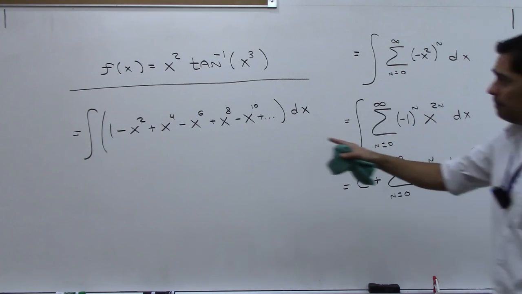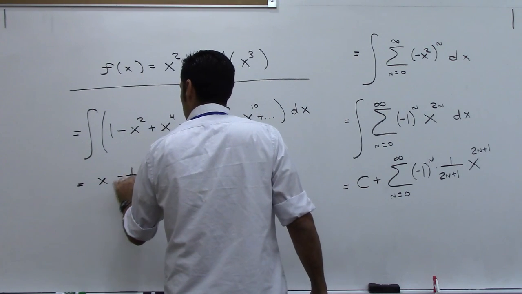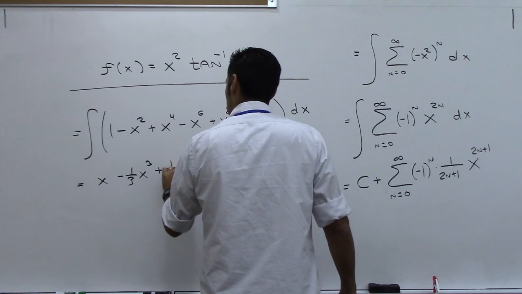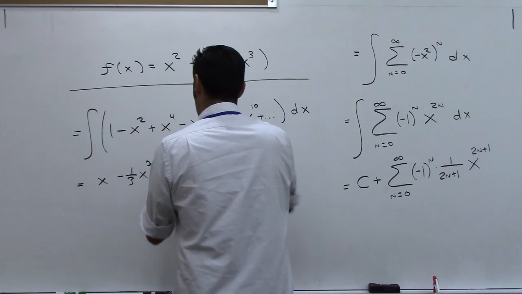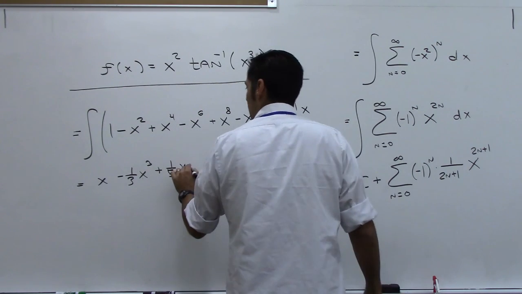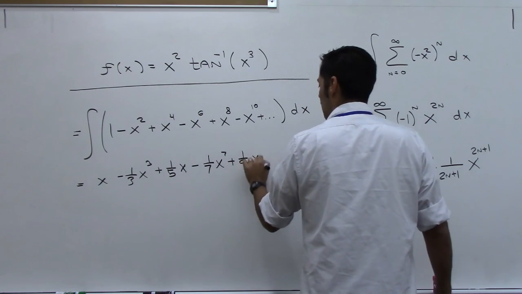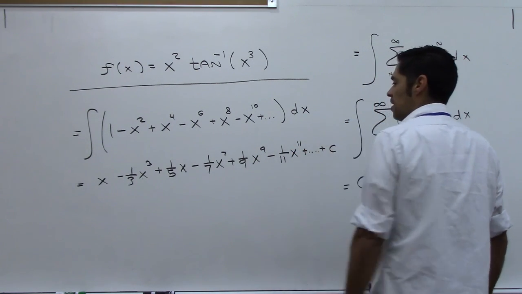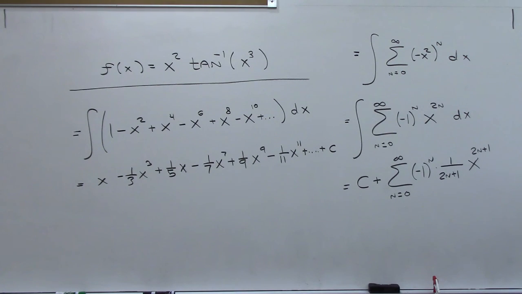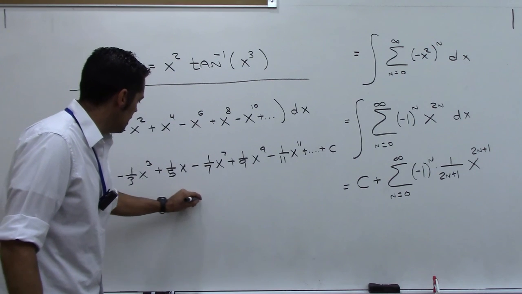Now if we integrate that term by term, this will be x, and this will be minus 1/3 x cubed, plus 1/5 x to the 5th, and then minus 1/7 x to the 7th, plus 1/9 x to the 9th, minus 1/11 x to the 11th, plus dot, dot, dot. And then, of course, there's a c at the end of all of that. So this should give you that same answer, but let's act like we don't know that. Let's try and rewrite this in sigma notation.